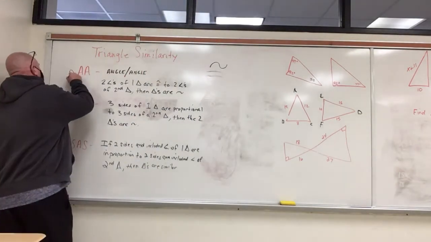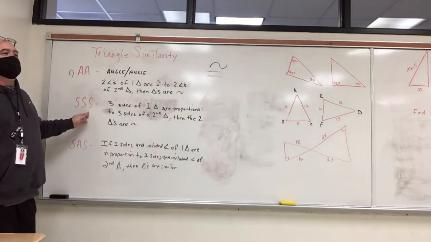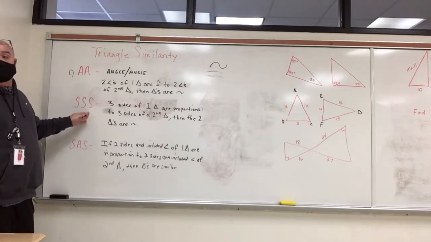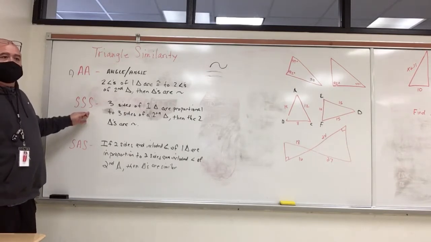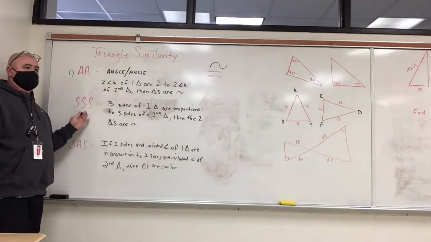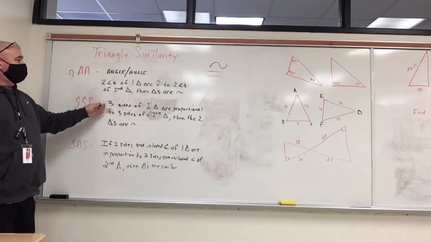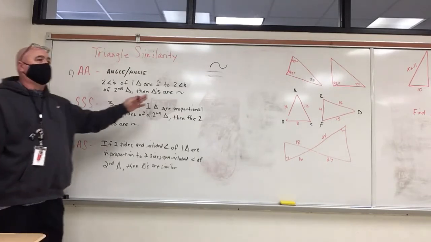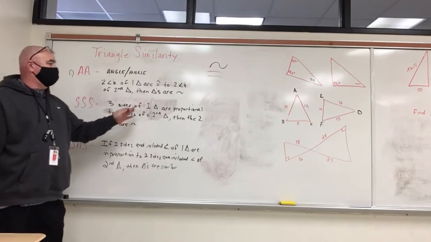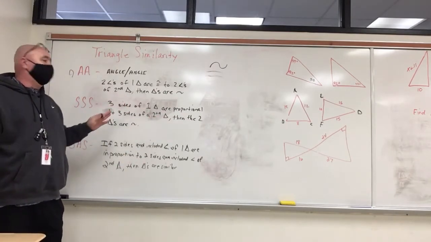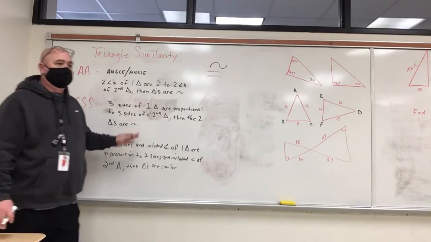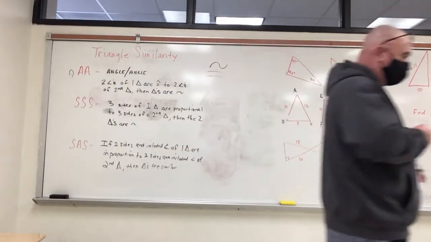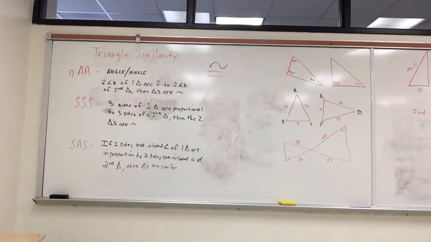Moving on to the next one, we have SSS. What did SSS stand for when we talked about triangle congruence? Side. And what this theorem says is this: if 3 sides of one triangle are proportional to 3 sides of a second triangle, then the 2 triangles are similar. Let's go back to the past here. When we talk about congruence, it said: if three sides of one triangle are congruent to three sides of a second triangle, then the triangles are congruent.